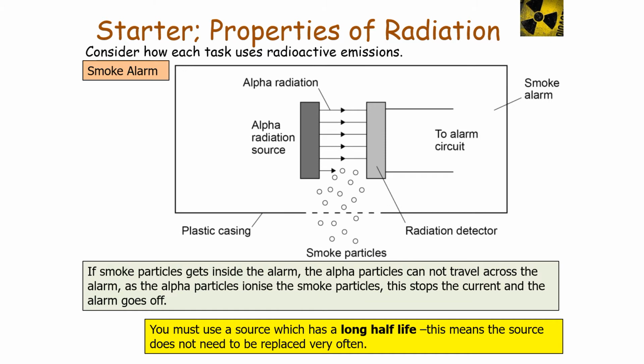Now it's important to note you've got to use a source which emits alpha particles with a long half-life, because it means the source does not need to be replaced very often. If you did not have a long half-life, the intensity of alpha particle emission would decrease very quickly, and that in itself would set the alarm off.